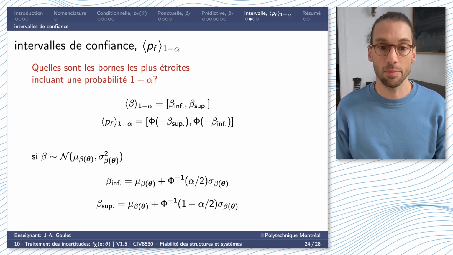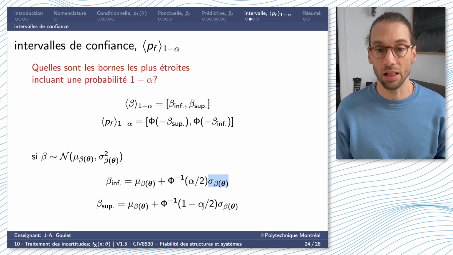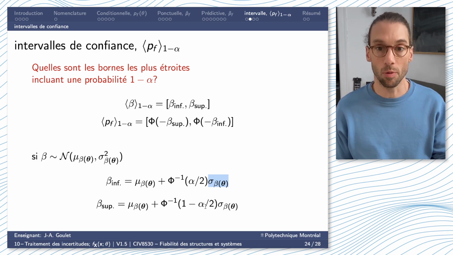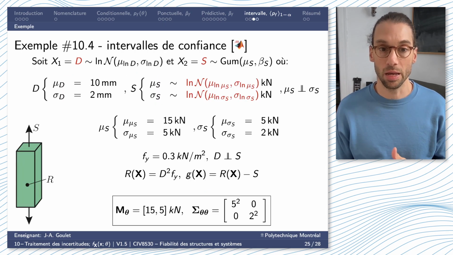So to do this, I can find my lower bound for the reliability index as the mean of my beta plus the standard normal CDF inverse of alpha divided by 2 times the standard deviation. I can do the same thing for the upper bound by simply using 1 minus alpha divided by 2. So basically, I'm taking the inverse CDF to find the lower and upper bound, and then I scale it by the standard deviation of my beta.